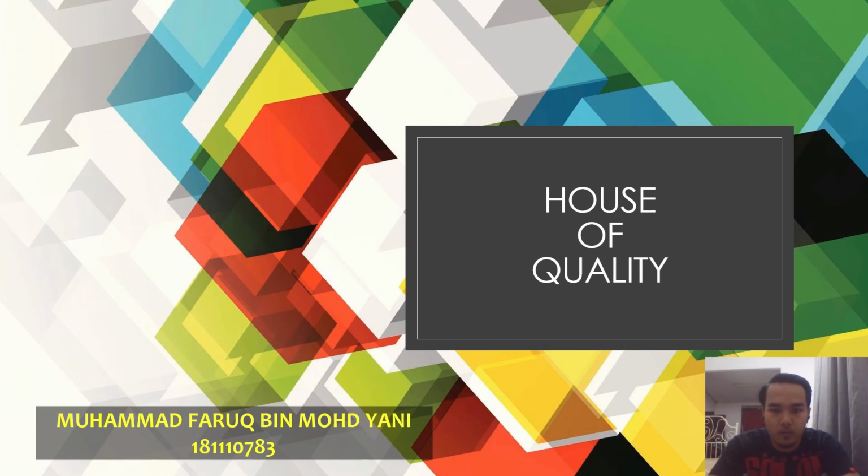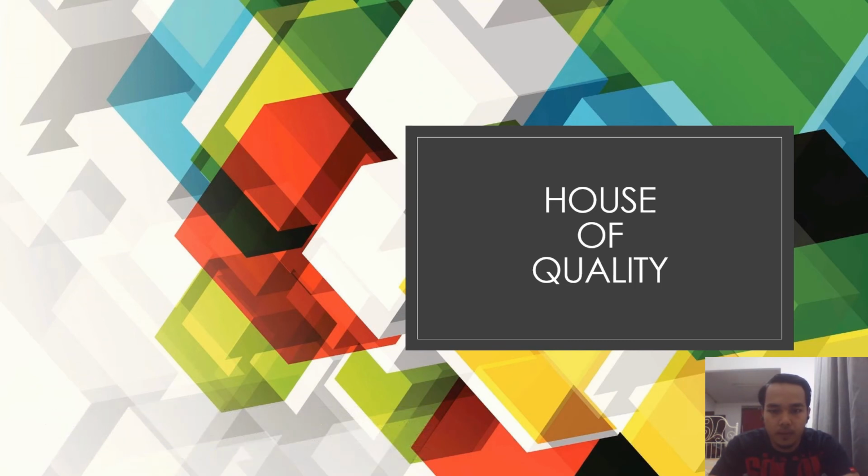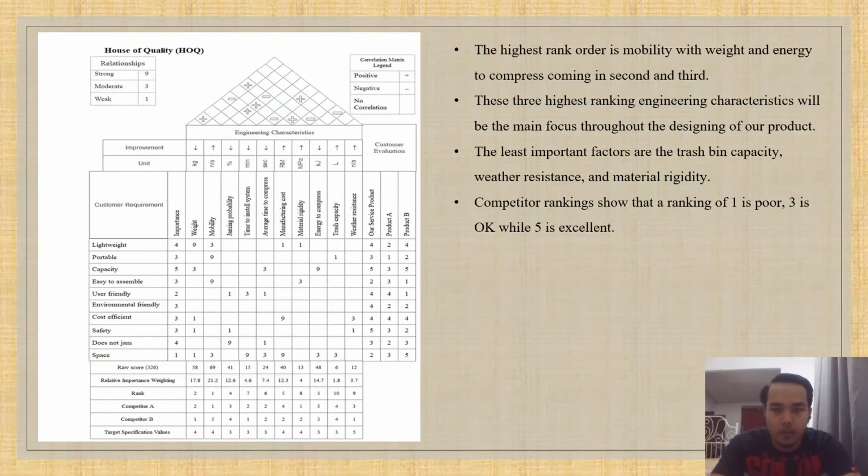Assalamualaikum. Today I want to talk about my part. There is design specification. First we have the house of quality. The highest rank order is mobility, with weight and energy to compress coming in second and third. These three highest ranking engineering characteristics will be the main focus throughout the designing of our product. The least important factors are the trash bin capacity, weather resistance, and material rigidity. Competitor rankings show that a ranking of 1 is poor, 3 is okay, while 5 is excellent.